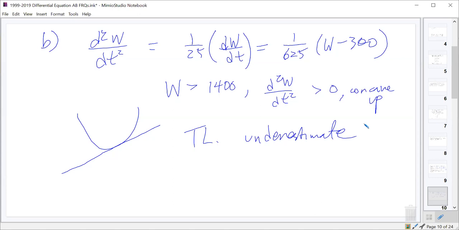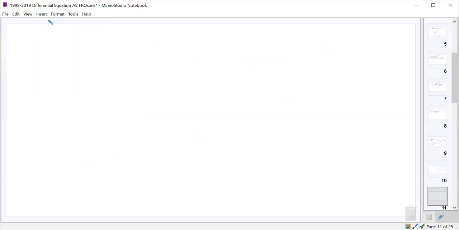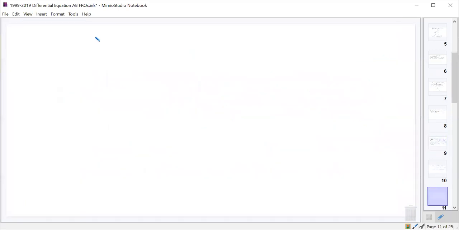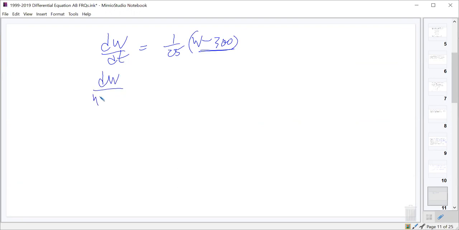All right, part C. What did part C ask us to do here? To solve the differential equation. So we've got dw dt is 1/25 of w minus 300. And we'll separate the variables. The reason we separate them is because the dw up here matches up with this w minus 300. So we got dw over w minus 300 equals 1/25 dt. Everybody good with that?